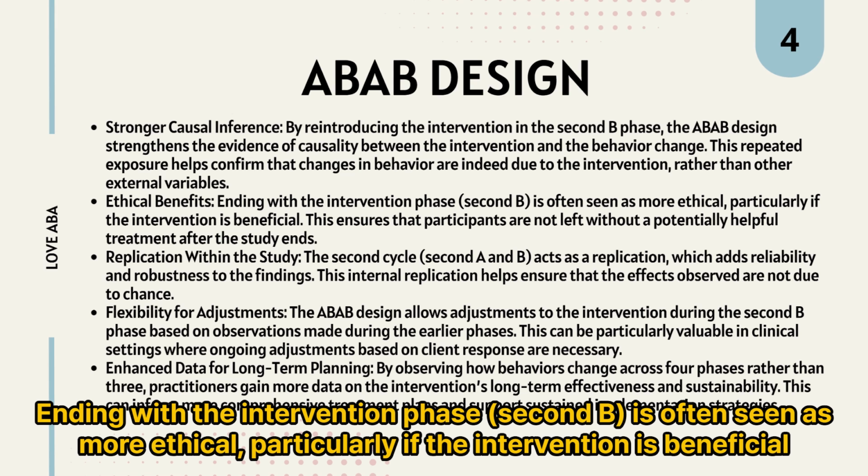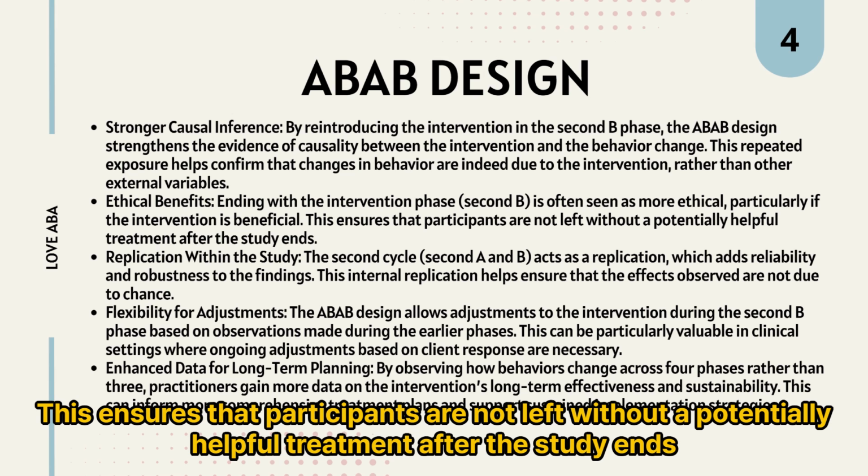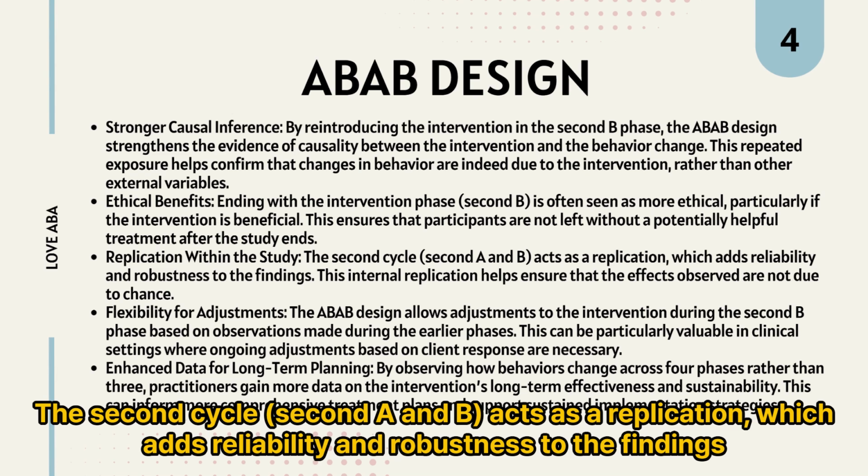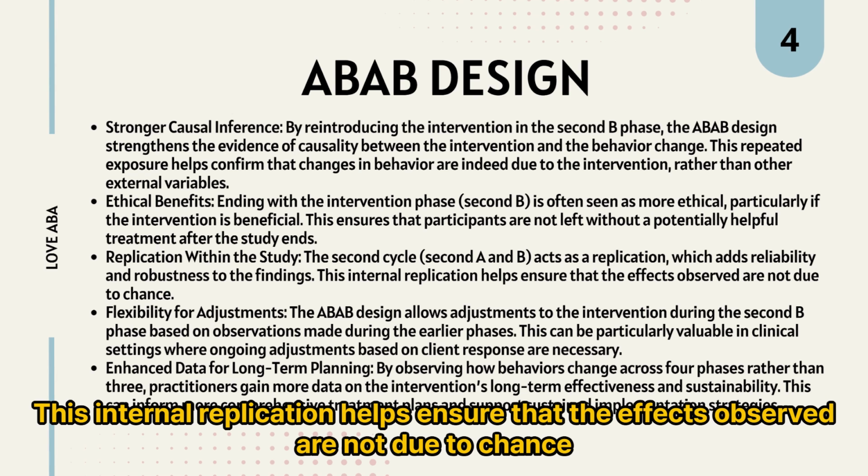Ethical benefits. Ending with the intervention phase, the second B, is often seen as more ethical, particularly if the intervention is beneficial. This ensures that participants are not left without a potentially helpful treatment after the study ends. Replication within the study. The second cycle, second A and B, acts as a replication, which adds reliability and robustness to the findings. This internal replication helps ensure that the effects observed are not due to chance.